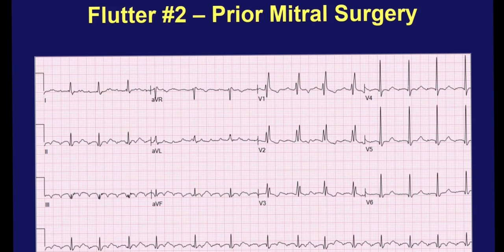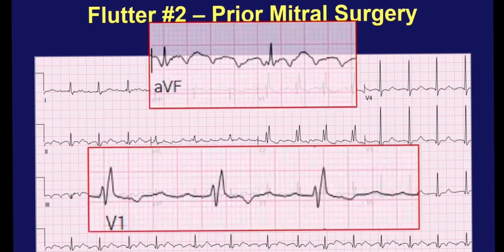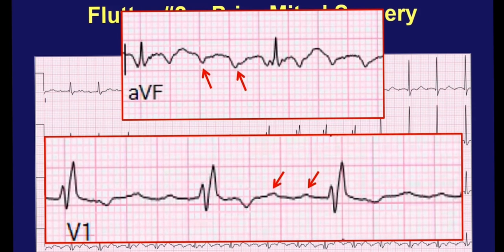Let's move on to patient number 2, a patient who had prior mitral valve surgery. And if we zoom in on the inferior leads and in lead V1, you're going to see that this patient also has negative flutter waves in the inferior leads. Here I've shown lead AVF, and positive flutter waves in lead V1, again consistent with the possibility of counterclockwise right atrial flutter.